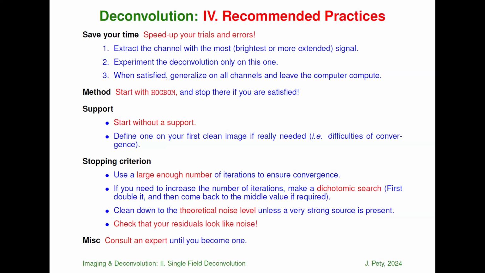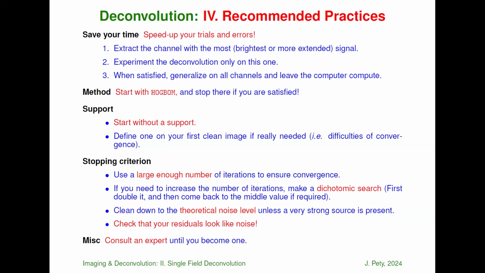So start with Hogbom. If it works well and you're satisfied, you're done. If not, then you can try the other algorithms. Start without support. If you're satisfied, stop. If not, think about it. You can try to define some support. I would say that instead of trying to define a support of the clean image, you should try to think if you have a better strategy.